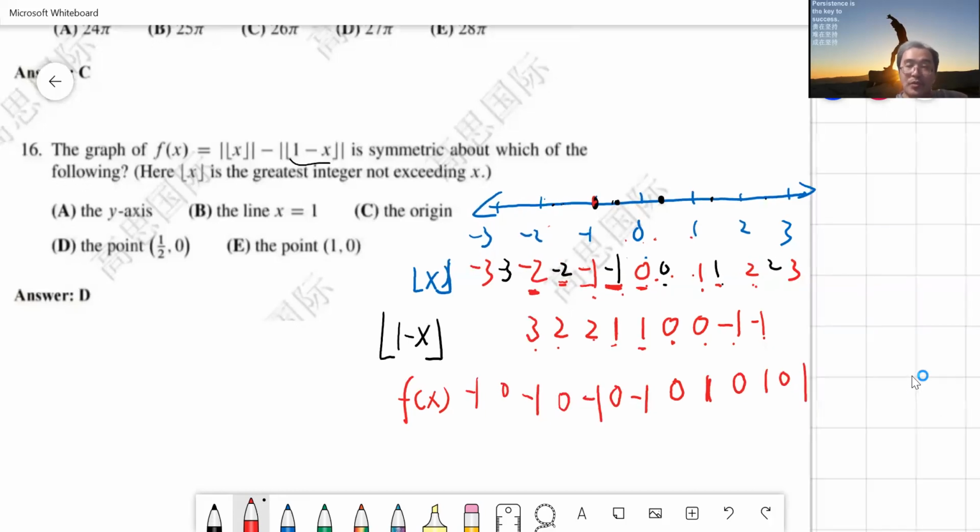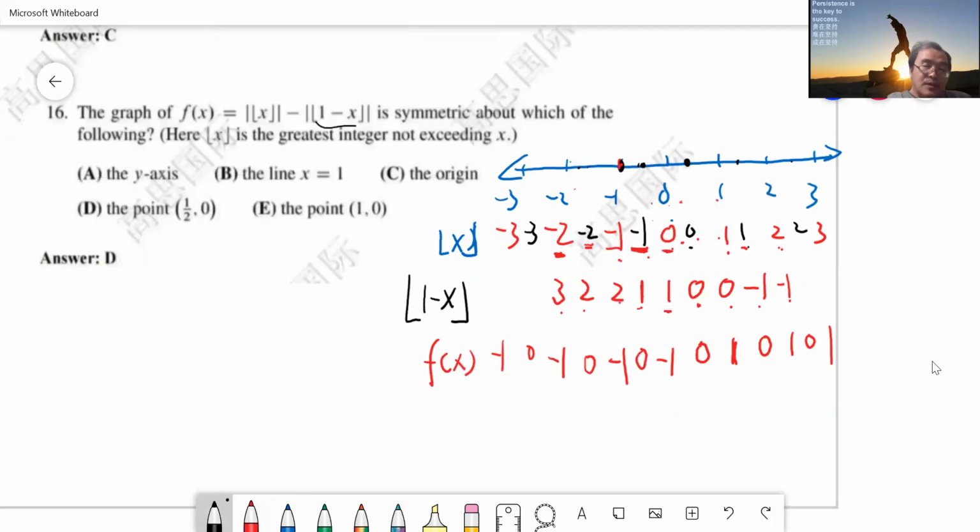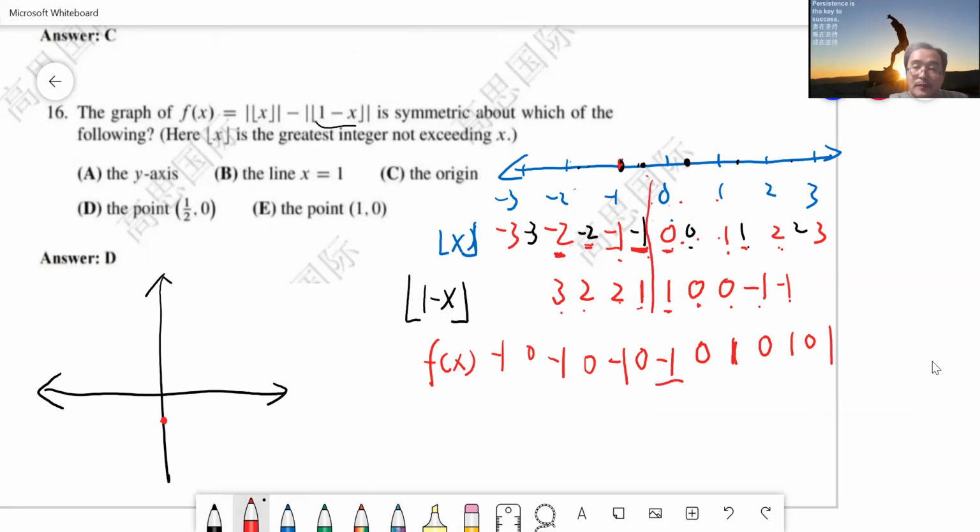All right, so now we're going to just plot this part. So we're going to have a number line, a coordinate plane. We know when x equals 0, that's equal to negative 1 here, right? So when x equals 0, then f(x) equals negative 1. Then when x equals some number between 0 and 1, that gives us 0. So that's mark, this is 1. So these give us this part.